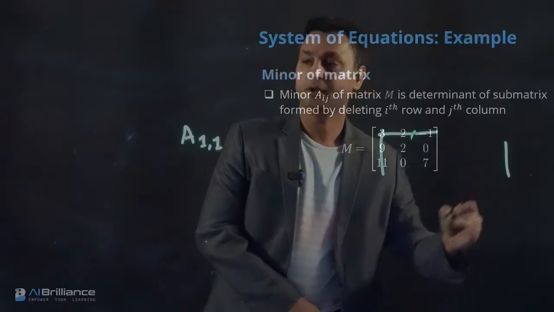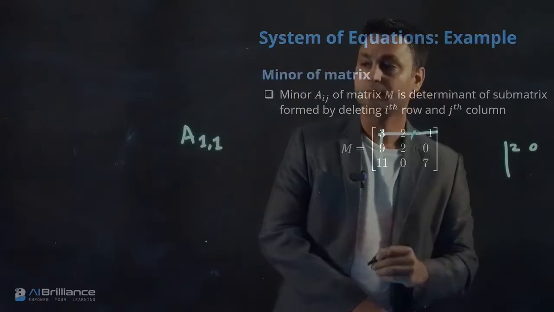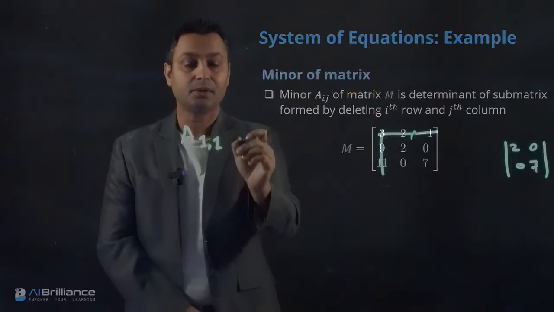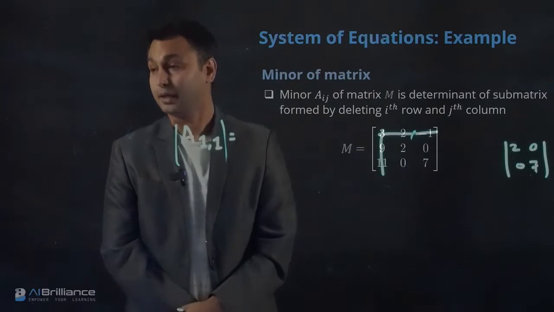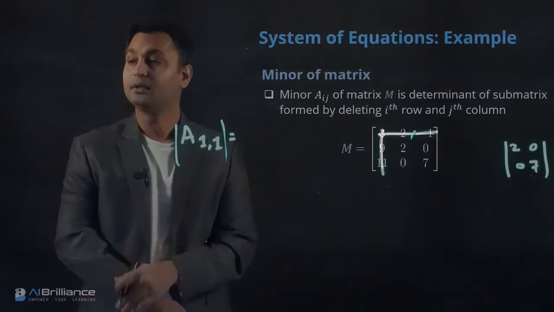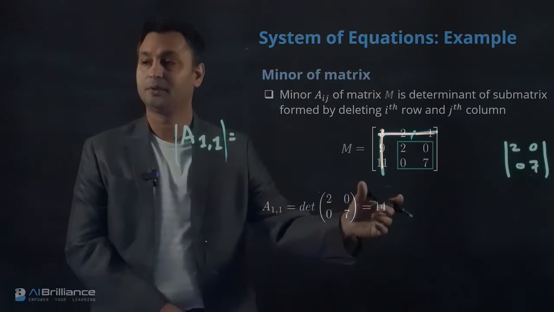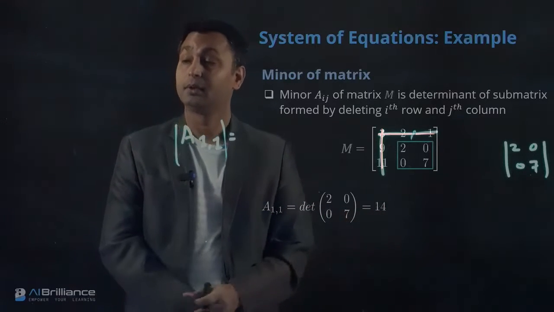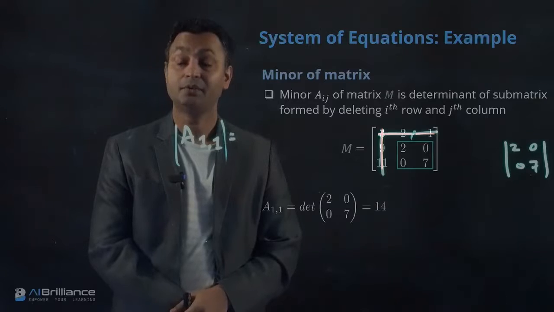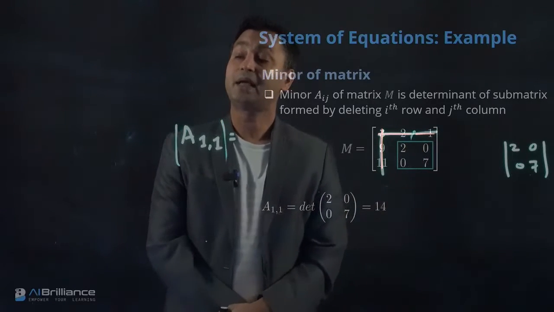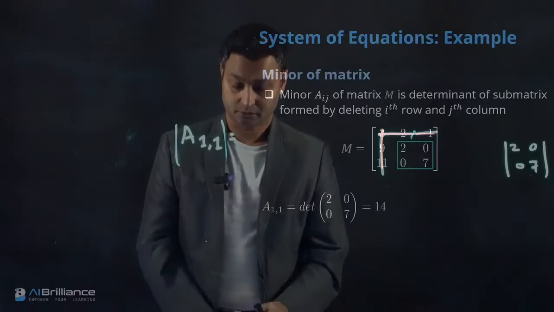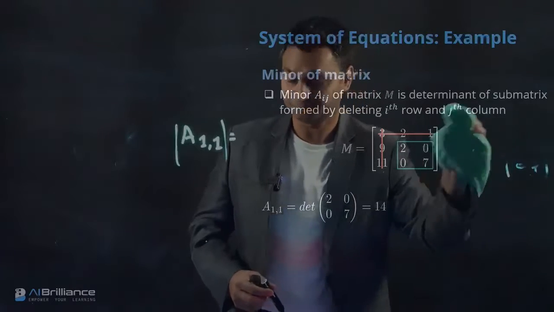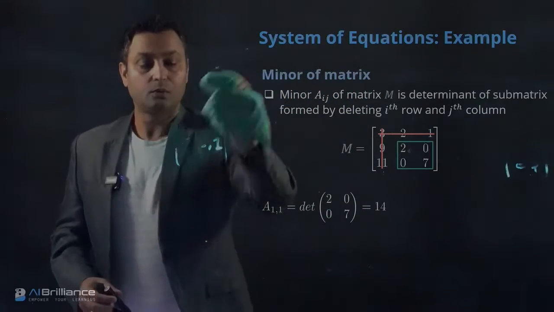If I take those components, which are 2, 0 and 0, 7, and take the determinant of that, that gives me the A11 component. Carrying that out, the determinant of 2, 0, 0, 7 is 14, so A11 will be equal to 14. Now, how many minors will we have? We will have as many minors as the number of elements in the original matrix. So the second step should focus on moving from 1,1 and computing what it would be for 1,2.